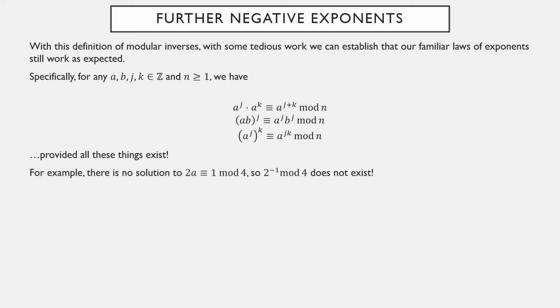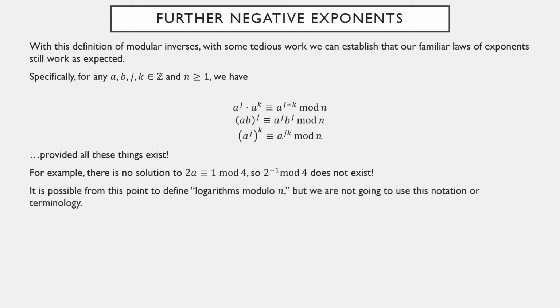So for example, there is no a so that 2 times a is equivalent to 1 mod 4. Anything equivalent to 1 mod 4 would have to be odd, and 2 times a is always going to be even, so 2a is never equivalent to 1 mod 4. So there's nothing that is equivalent to 2 inverse mod 4. It simply doesn't exist. So once you write negative exponents modulo a certain base, certain things might not exist. If, however, everything up here exists, then the two sides are always equal.